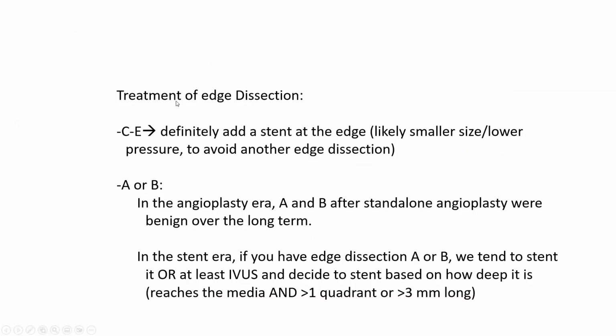When we have angiographic edge dissection, C through E, you definitely need to add a stent at the edge. And be careful, if you have an edge dissection, that means your stent was probably oversized, or you went too high on the pressure and the balloon of the stent dissected that edge. So likely use in this case a smaller size, lower pressure stent to avoid another edge dissection.